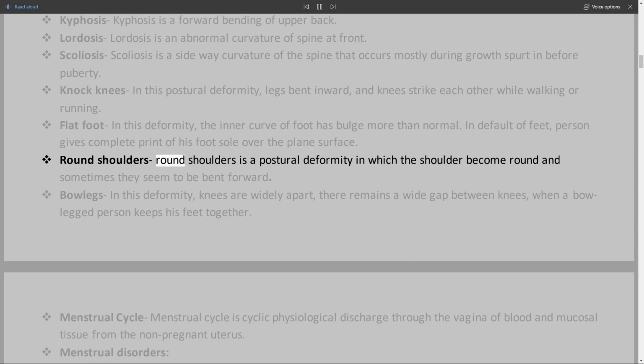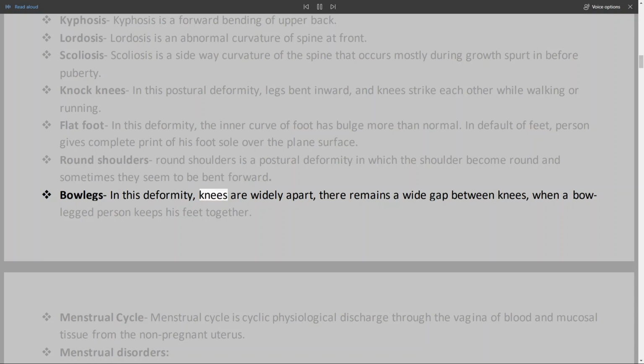Round shoulders. Round shoulders is a postural deformity in which the shoulders become round and sometimes seem to be bent forward. Bow legs. In this deformity, knees are widely apart, and there remains a wide gap between the knees when a bow-legged person keeps his feet together.